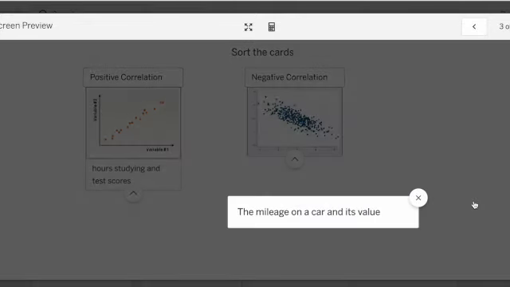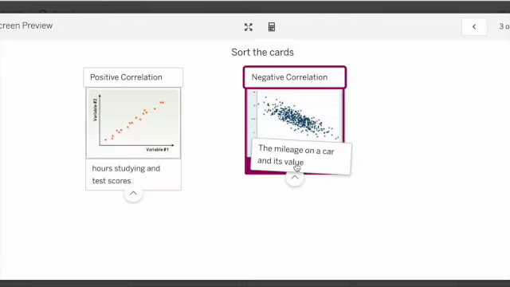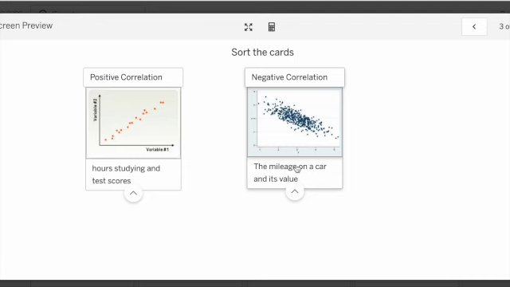But the mileage on a car and its value actually has a negative correlation. Why? Because the more miles you put on your car, the less the car is worth. Because cars don't keep their value, they're not worth as much when they have more miles on them. So this would be a negative correlation. As the mileage goes up, the value of the car goes down.